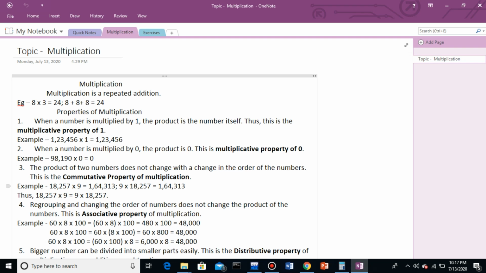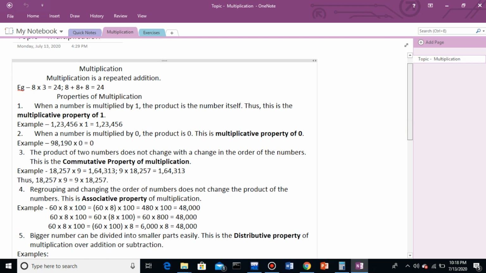18,257 into 9, we multiply it, so we will get the answer 1,64,313. And if you multiply 9 into 18,257, the answer is the same, 1,64,313. Thus 18,257 into 9 is equal to 9 into 18,257. That's the commutative property of multiplication.